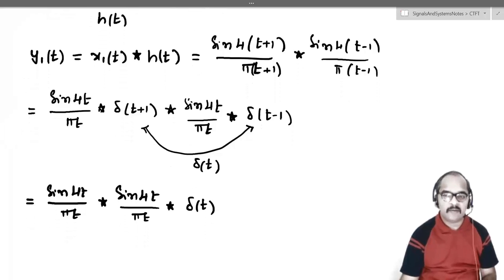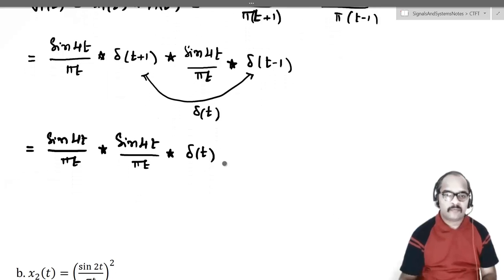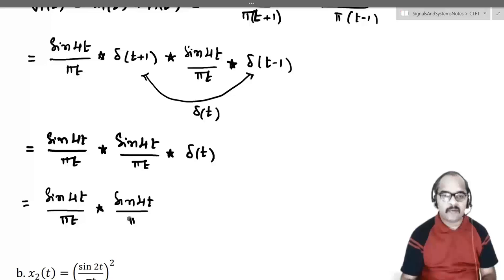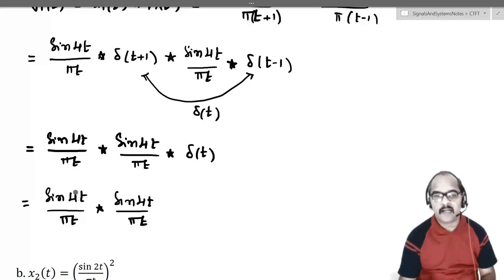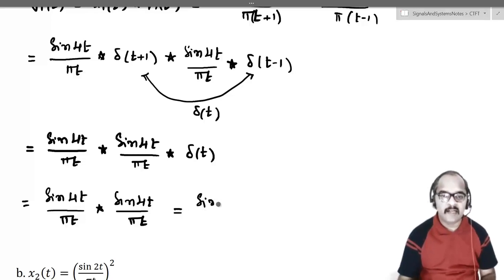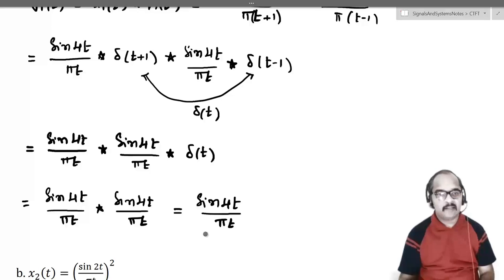So this finally would give us sin 4t by pi t convolved with sin 4t by pi t. But if you remember our notes, this is looking like sin wt by pi t convolved with sin wt by pi t. So that should give us again sin wt by pi t. So that would be the output of the LTI system.